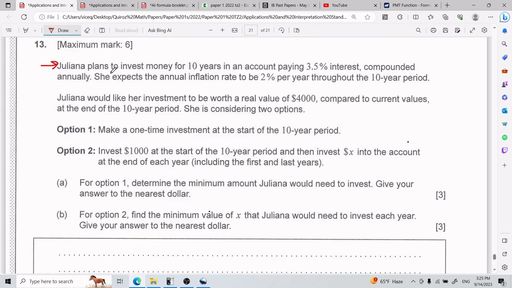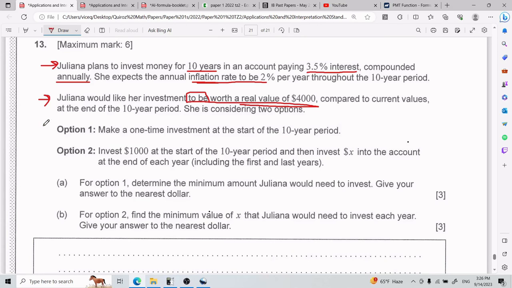We have that Juliana plans to invest money for 10 years in an account paying 3.5% interest. Compounded in which way? Compounded annually. She expects the annual inflation rate to be 2% per year throughout the 10-year period. Juliana would like her investment to be worth a real value of $4,000, compared to current values, at the end of the 10-year period. She considers two options.